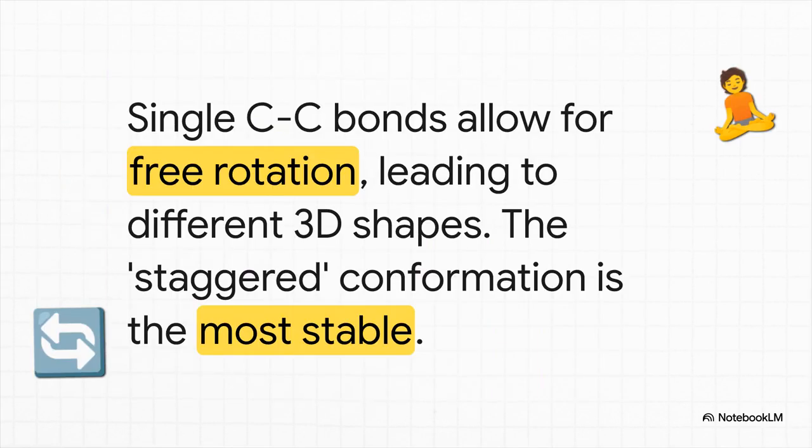Okay, and this is where their structure gets really interesting. I want you to think of those single bonds like little axles that let the molecule twist and rotate totally freely. This freedom creates all these different 3D shapes, which we call conformations. Now, the most stable shape is called staggered, and it makes perfect sense when you think about it. It just gives all the hydrogen atoms the most personal space, you know? It keeps them as far apart from each other as possible.